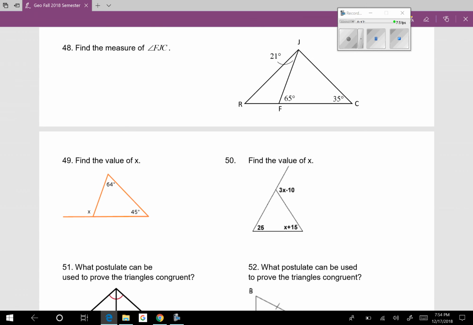Okay, 49. Find the value of x. This is the exterior angle theorem. So x, the one on the outside, has to be equal to the sum of these two remote interior angles. So x is equal to 64 plus 45. So, well, 4 and 5, that's 9, and 6 and 4, that's 10. So x is 109 degrees.